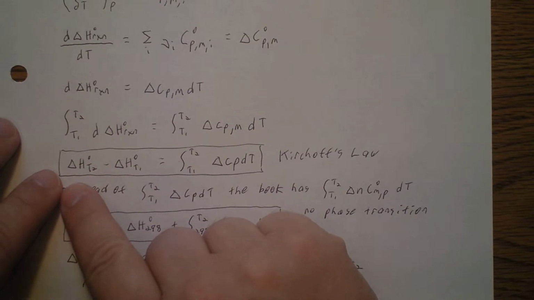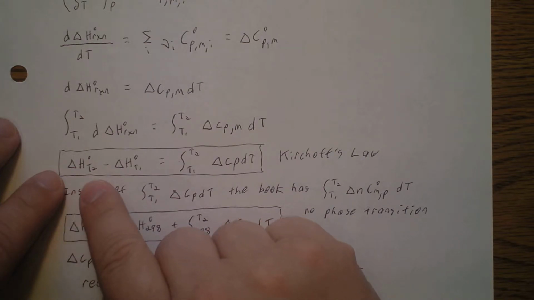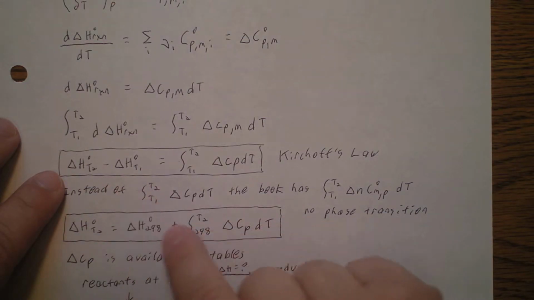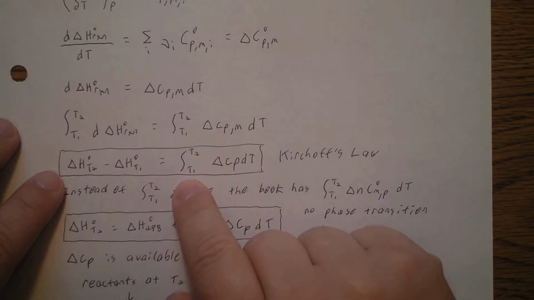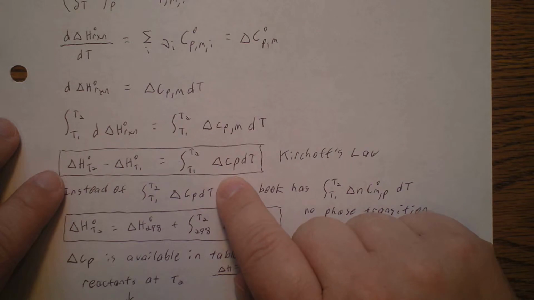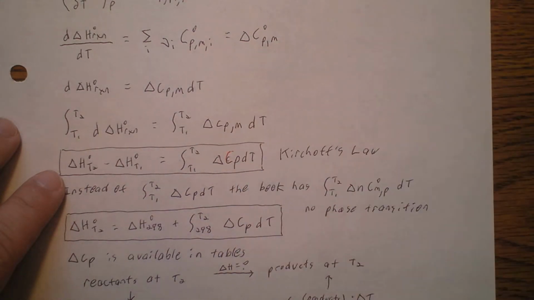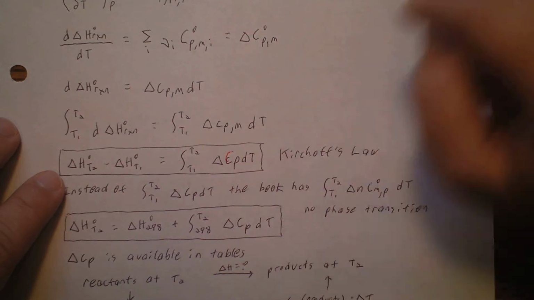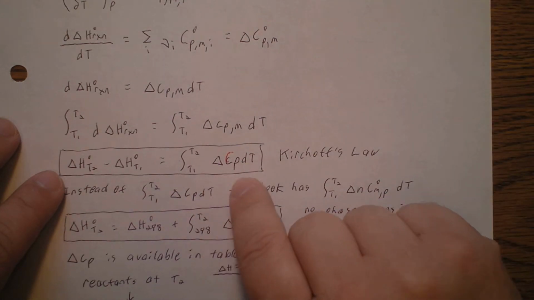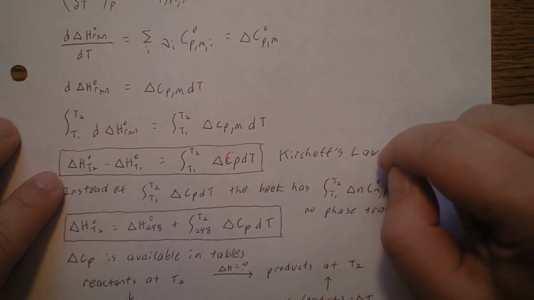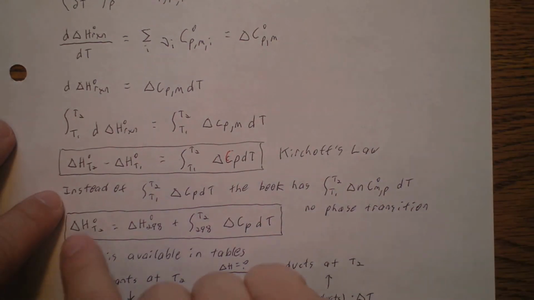Now we have the change in the enthalpy at temperature 2 minus the change in the enthalpy at temperature 1. That's going to be equal to the integral from temperature 1 to temperature 2 of the change in the heat capacity. This probably should be a bigger C there so you can tell. This is like a subscript P actually. But anyway, the change in the heat capacity times dT. This is called Kirchhoff's law.